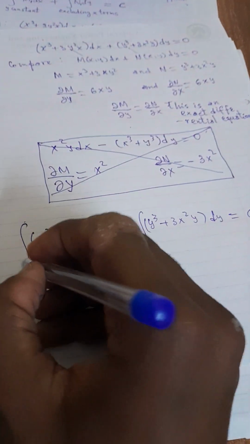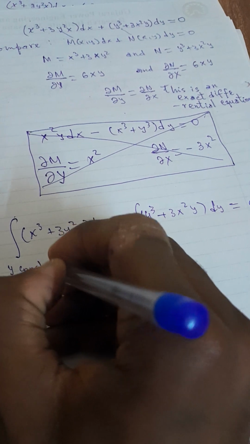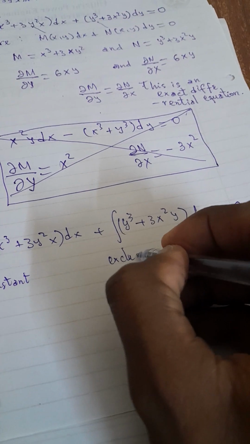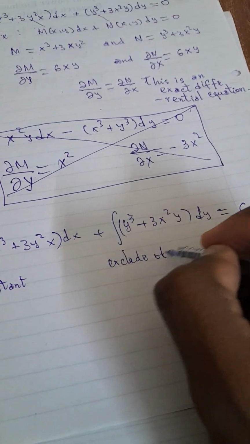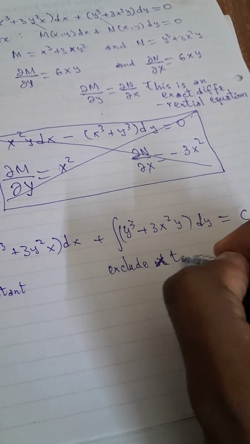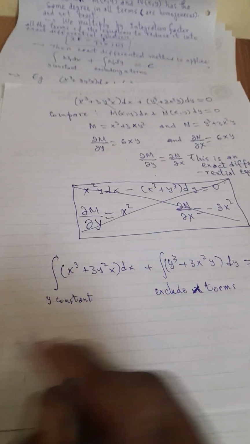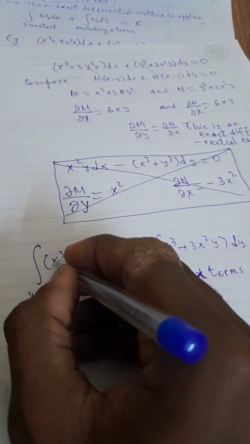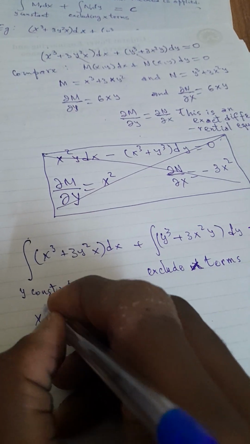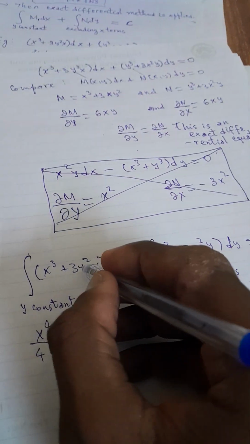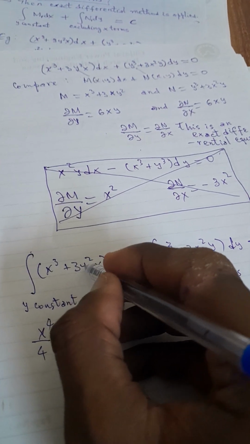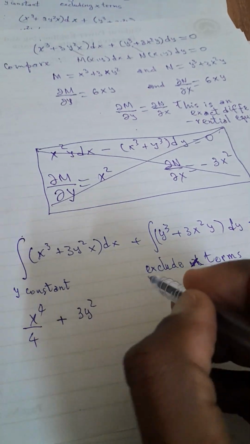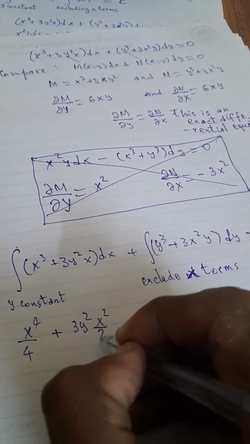Now what's the next step? We know here we have to consider y constant, and exclude the x terms in the equation. So y is constant, and the integration of x cubed dx will be x to the power 4 by 4. In the integration of the next term, 3 and y squared are constant, so it will be plus 3y squared times x squared by 2.